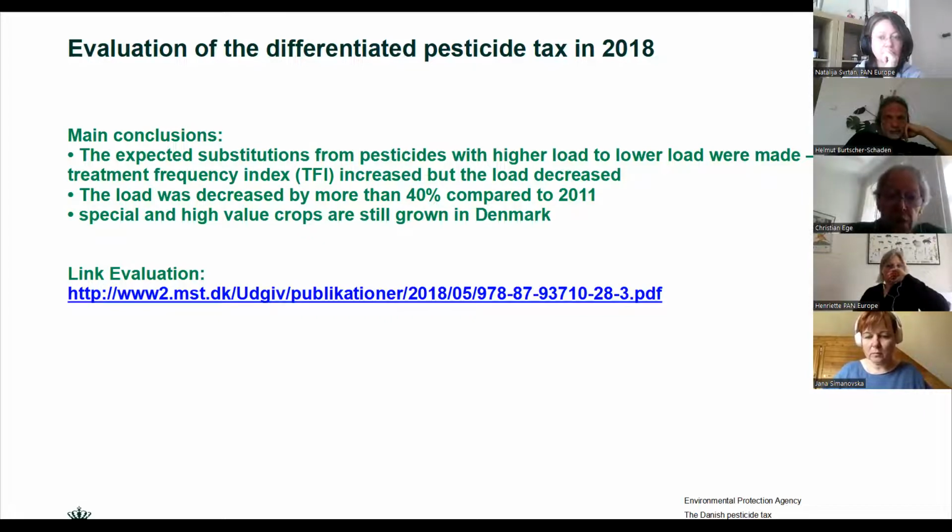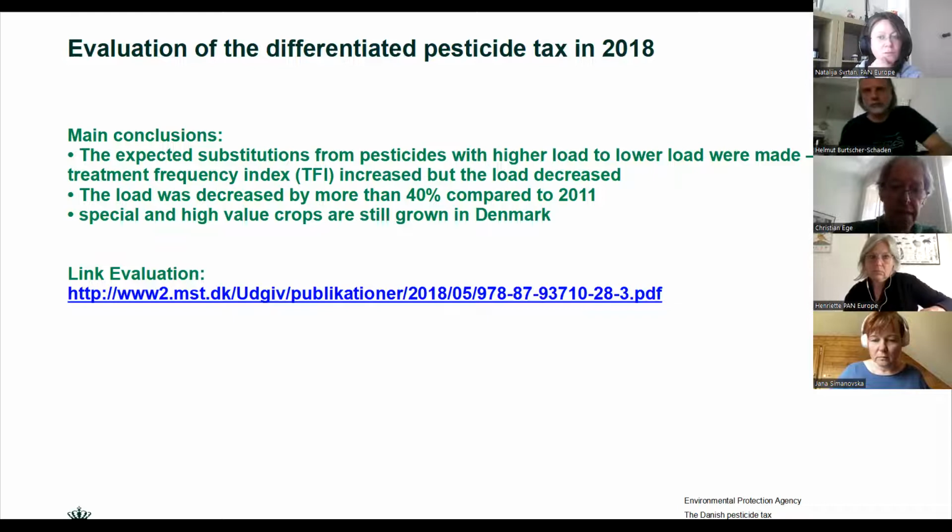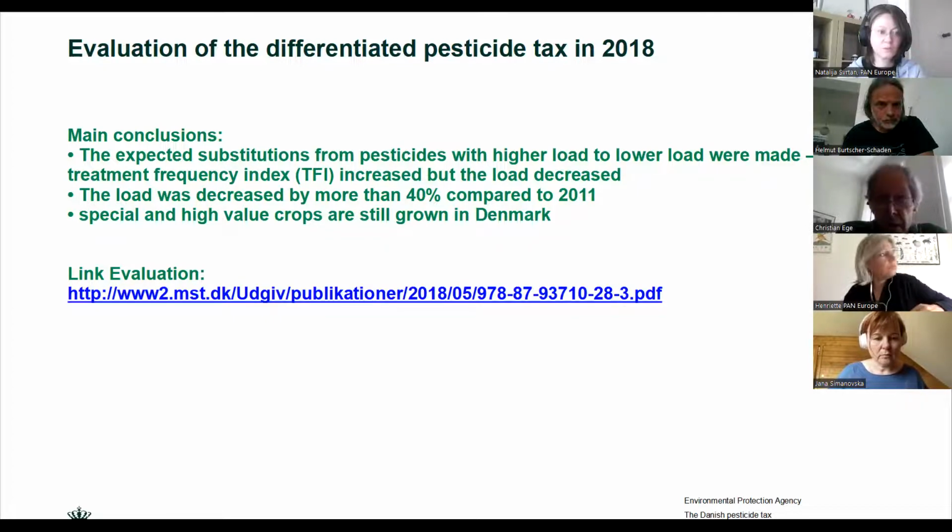When this new PLI, pesticide load indicator, was introduced and implemented in 2013, Denmark managed to decrease the load by 40% compared to 2011, and nevertheless still managed to keep the production of the crops that we had before.